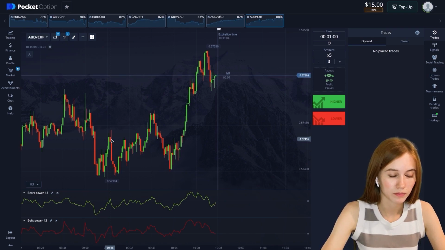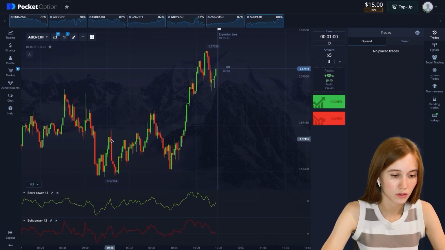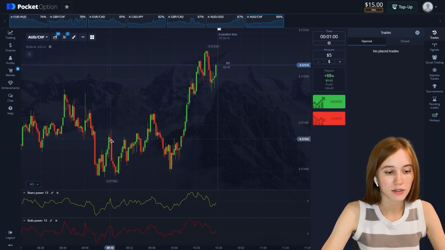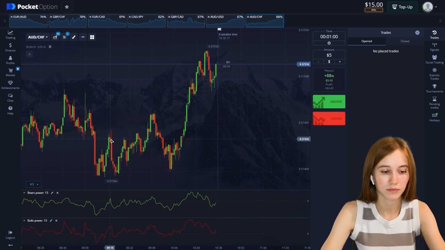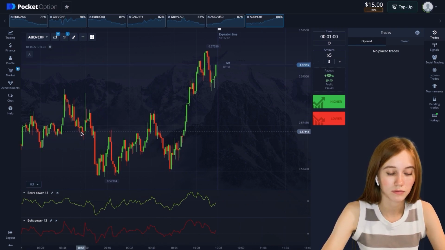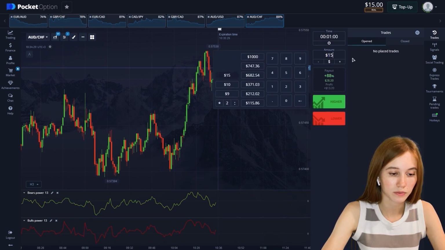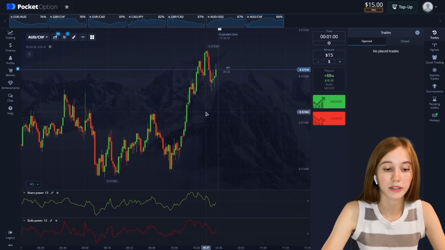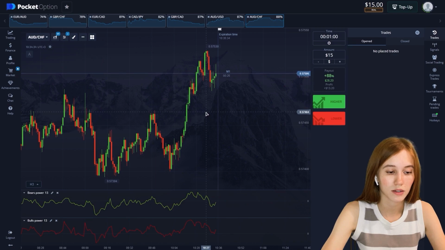Well, now let's check all the settings of the trading space. Let's start placing our first trades. $15 first. That will increase it a little bit, and at some point we will reduce the amount and will not issue the full balance.